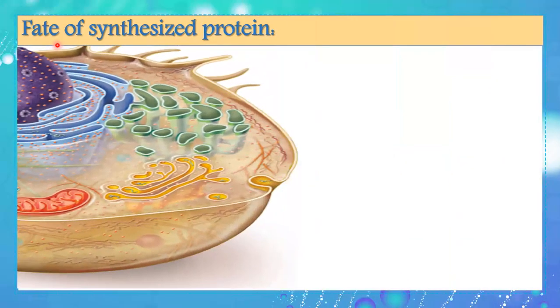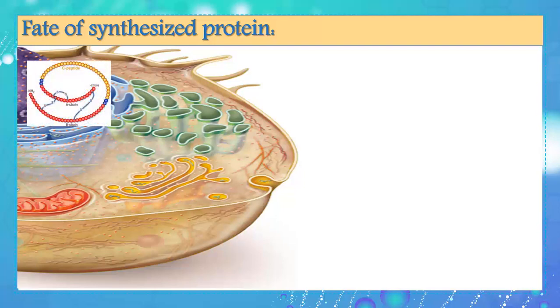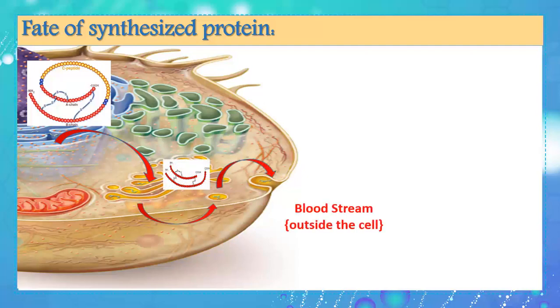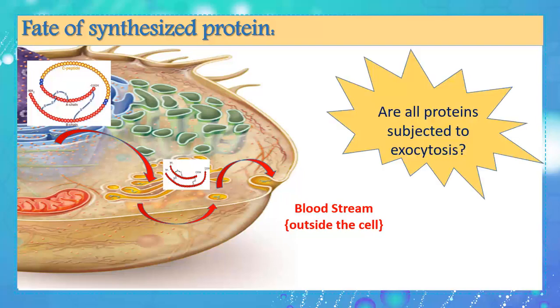Let's return to the title of our lesson, Fate of Synthesized Protein. When studying the example of insulin, we found that insulin is produced in the endoplasmic reticulum, transported to the Golgi in order to be modified, and then transported to the extracellular medium by a process known as exocytosis. And this is the story of a protein inside the cell. However, here we have another question to ask. Are all proteins subjected to exocytosis?